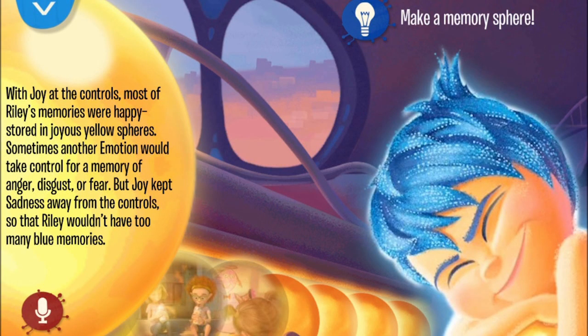With Joy at the controls, most of Riley's memories were happy, stored in joyous yellow spheres. Sometimes another emotion would take control for a memory of anger, disgust, or fear. But Joy kept sadness away from the controls so that Riley wouldn't have too many blue memories.